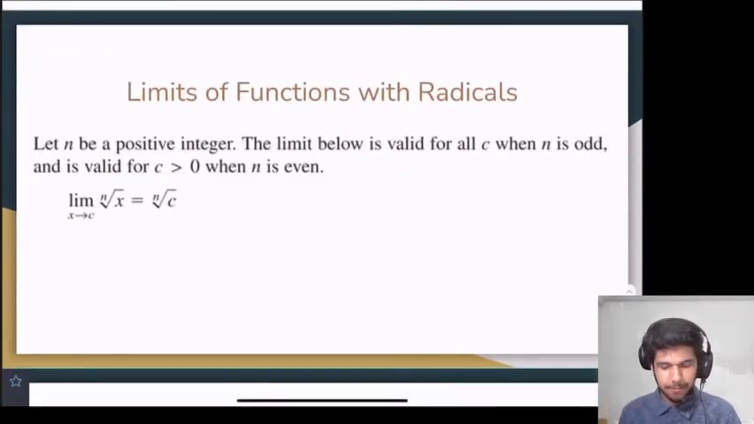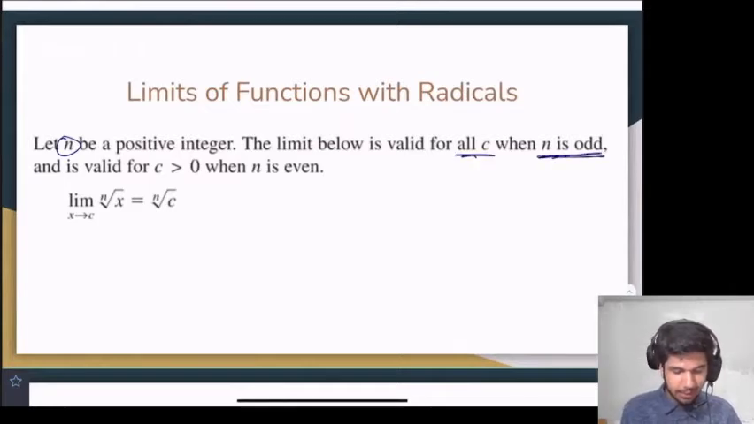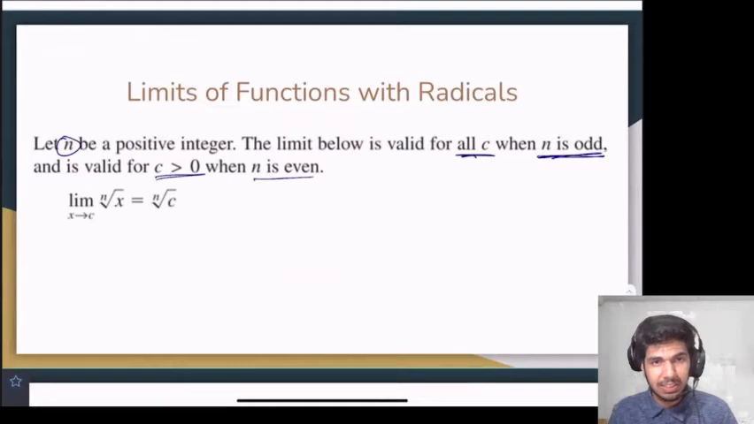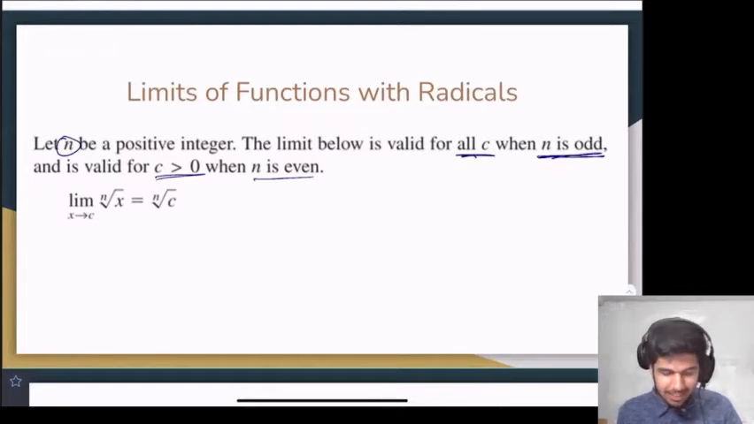So the limits of functions with radicals. We're letting n be a positive integer, and the limit below is valid for all c when n is odd, and is valid for c greater than 0 when n is even. So we're saying the limit as x approaches c of the nth root of x equals the nth root of c. So we really want to just say that we plug the c into the function, and that's what the limit is.